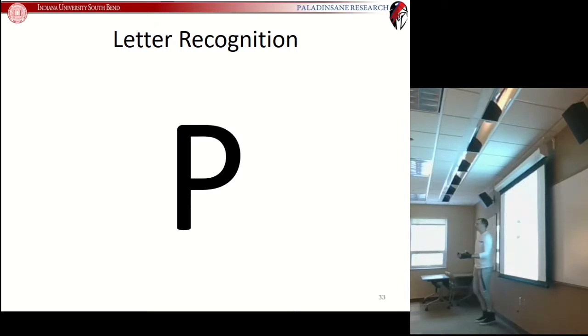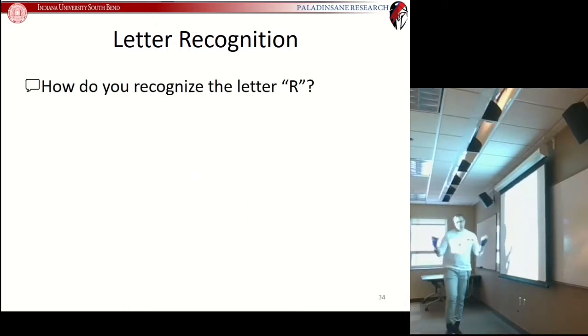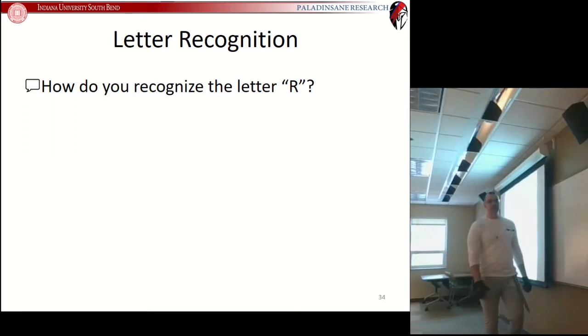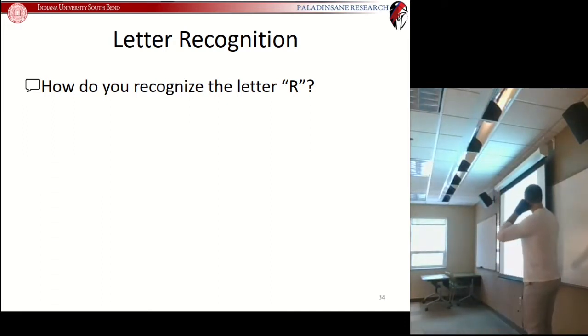Now the question is, how do we do that? Next level of analysis, what's the representations that we use in order for us to recognize that this is P? So how do we recognize the letter? Well, let's use R as an example. How do we recognize the letter R? So we'll look at one explanation.